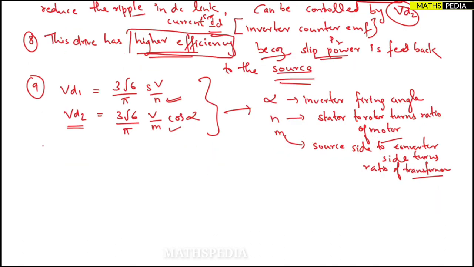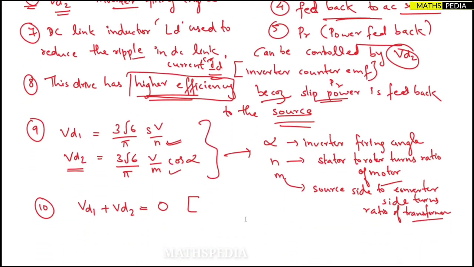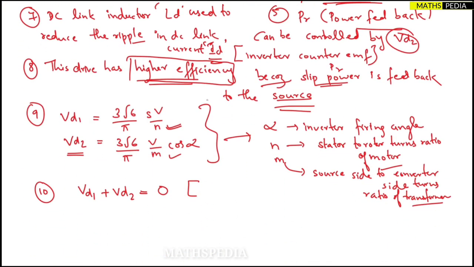Okay, so the 10th point. When we neglect the drop across the inductor LD, the summation of VD1 and VD2 will be equal to 0. So VD1 plus VD2 will be equal to 0.